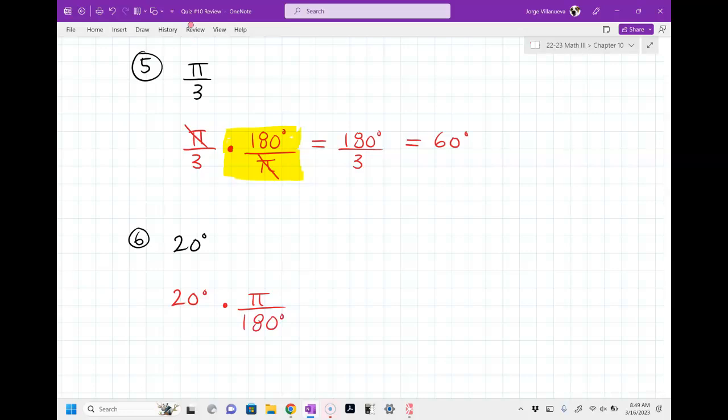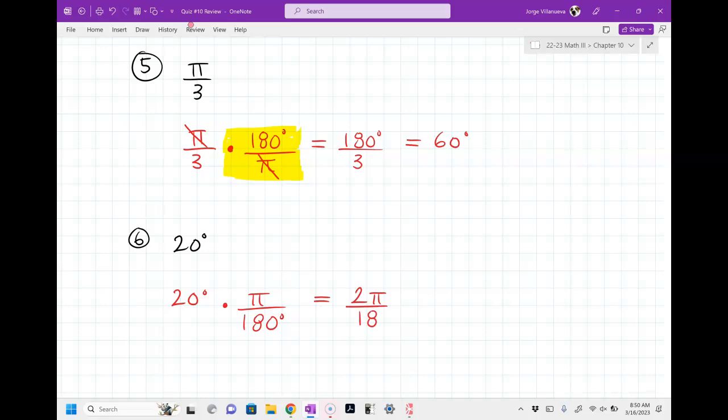Now, some people got a little confused when I taught this the first time. I was watching them do the work, and they're like, I don't understand why you went from, and let me show you, from 20 times pi over 180, I went to 2 pi over 18.